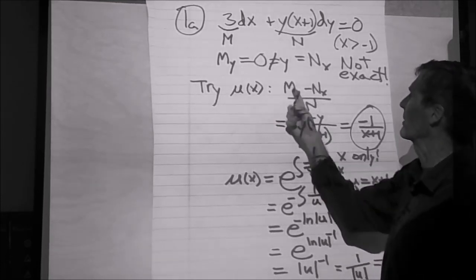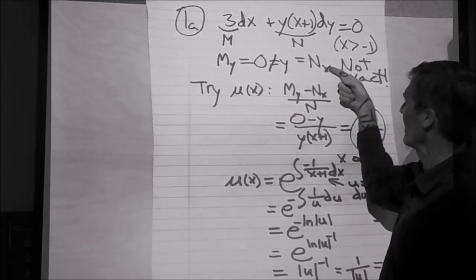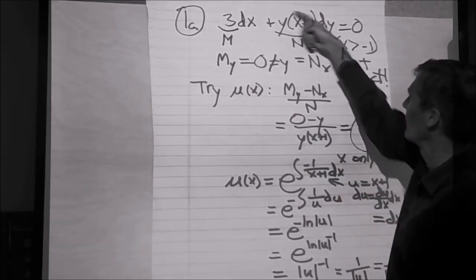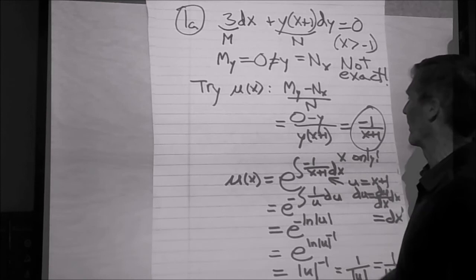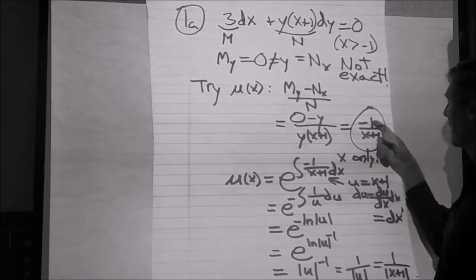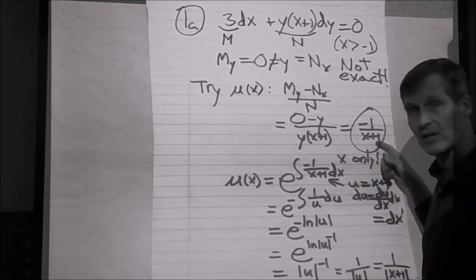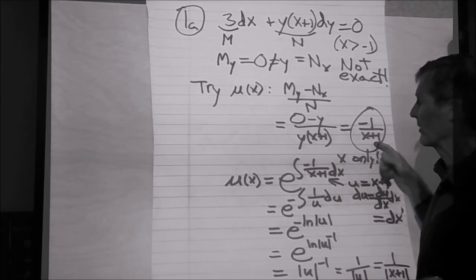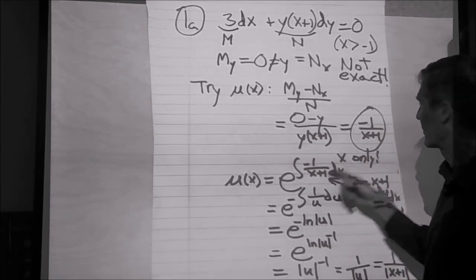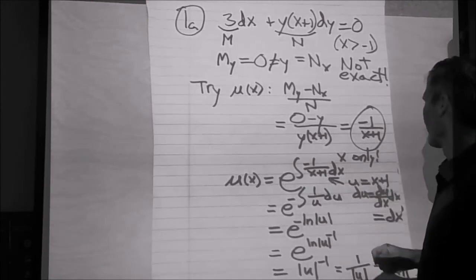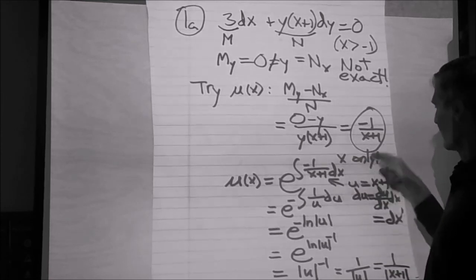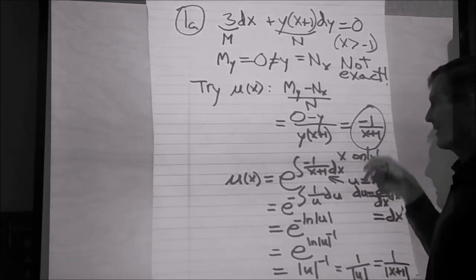Here's My, we already computed, 0. Minus Nx, we already computed as y, all over N, that's staring us in the face up there. And we divide that through and get minus 1 over x plus 1. It is a function of x only. We know that there's an integrating factor, mu equals e to the integral of that. Right? So, x only worked, because we got lucky, right?